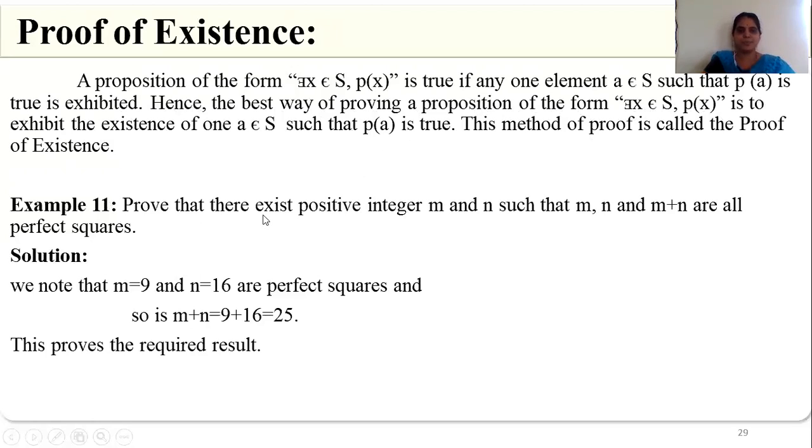Here we can prove there exist positive integers m and n such that m, n and m plus n are all perfect squares. Note that if we consider m as 9 and n as 16, which are already perfect squares, then m plus n, that is 9 plus 16, is equal to 25, and again 25 is a perfect square. According to the proof of existence, we can prove the above result.